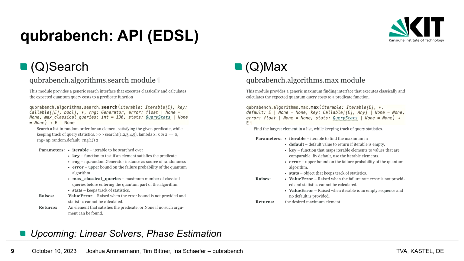Programmers might be familiar with this. These are the API docs for QSearch and QMax that I've presented in the code just now. You can see we provide with the Qubrabench API sophisticated documentation where you can read up what the parameters are, how the function signature is called, and how to actually use it in your code base.